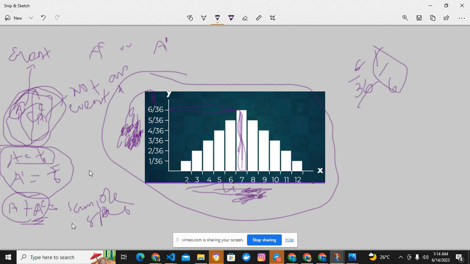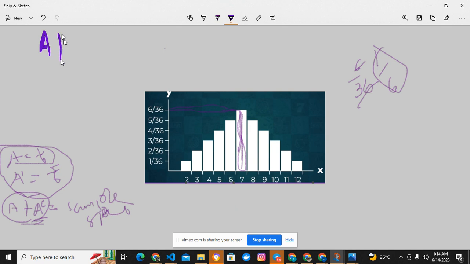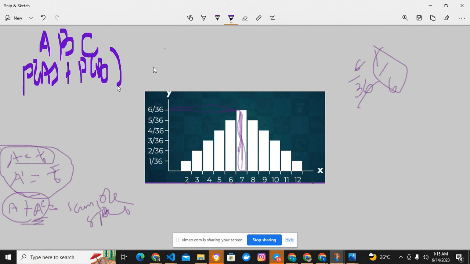So let me put this in practical terms. Let's say we have all possible outcomes to be A, B, and C. So probability of A plus probability of B equals the sum of probabilities of A and B.